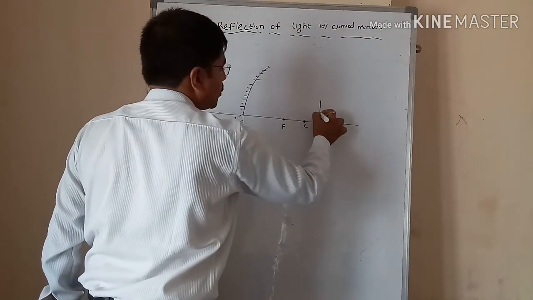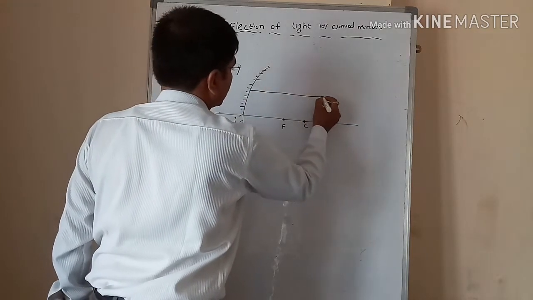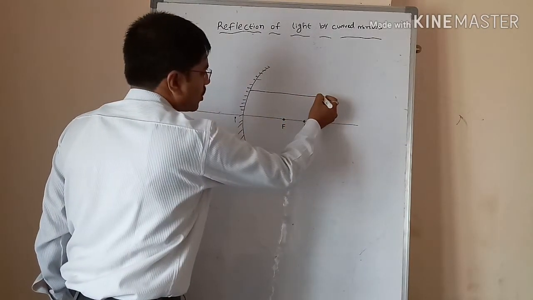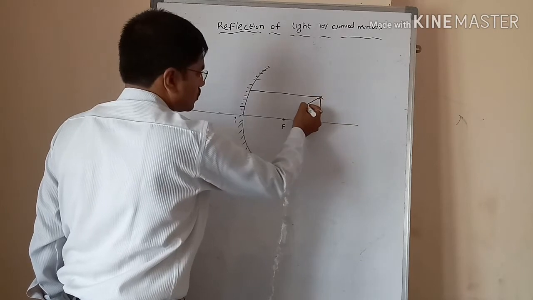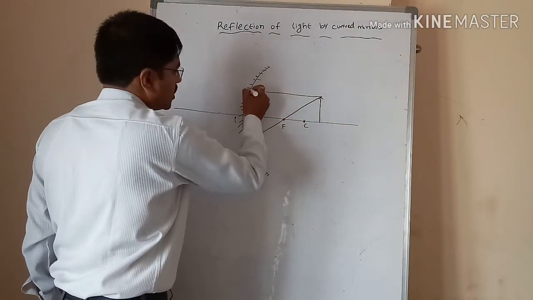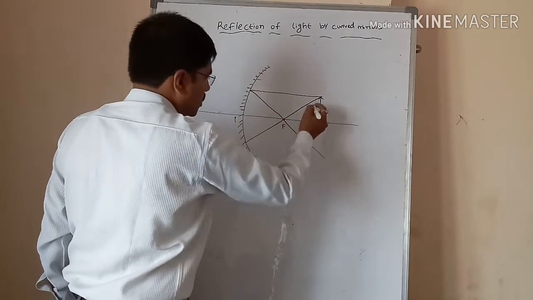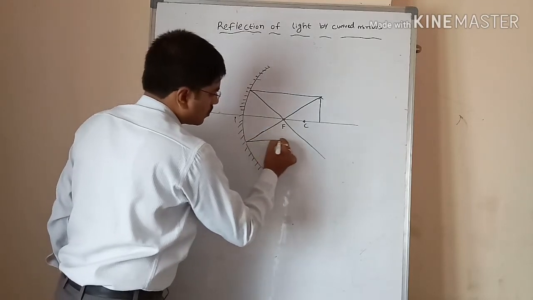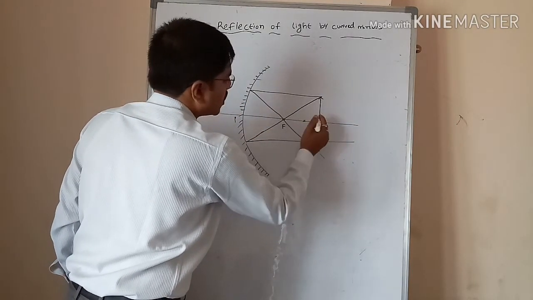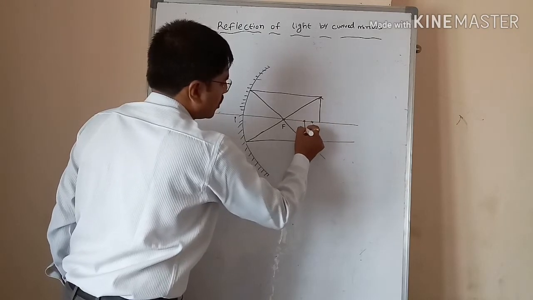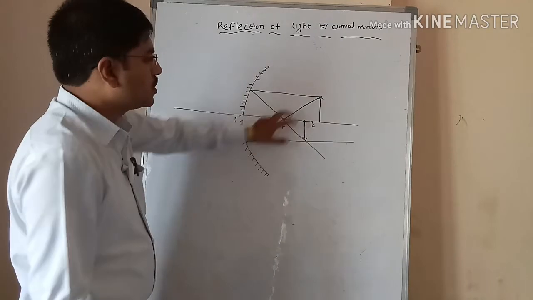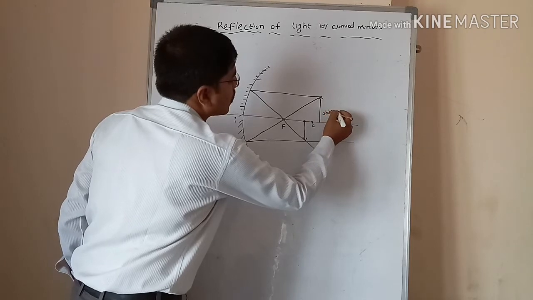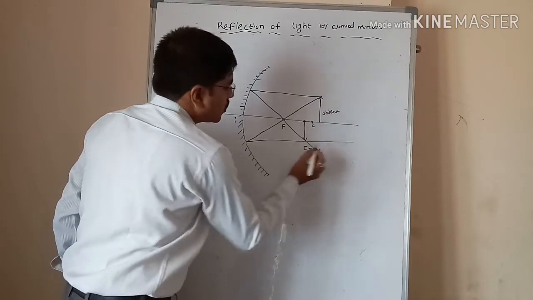For example, I am going to keep an object. Then here is one ray. I am going to consider one more ray. Yes, this ray is ready to pass through the focal point. Now you can see here that meeting point. You can feel that this is the object, and this is the image.